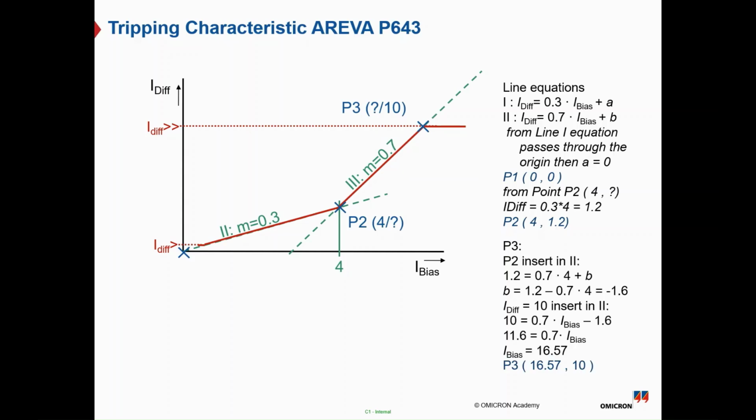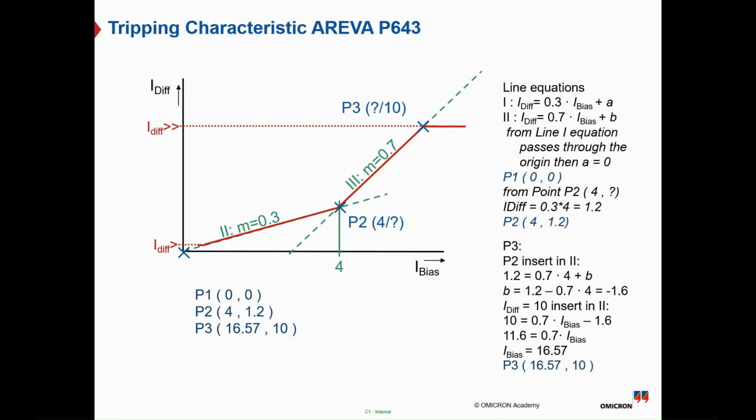And for point 3, we have a value of the I diff, which is the unrestrained differential current, or the high set differential current, equal to 10 per unit. So by using the second slope equation, we can get the value of the I bias, which is equal to 16.57. But first, you can substitute in this equation to get the base point of slope 2, which is 1.6. And after that, you can substitute the I differential equal to 10 to get the I bias value equal to 16.57, as you can see from our calculation.